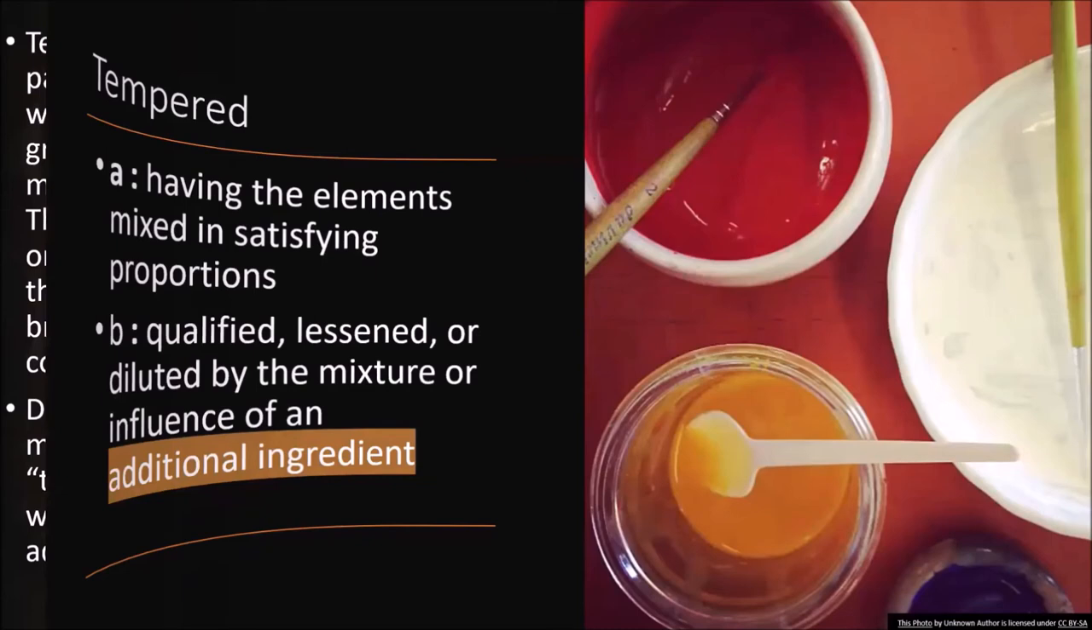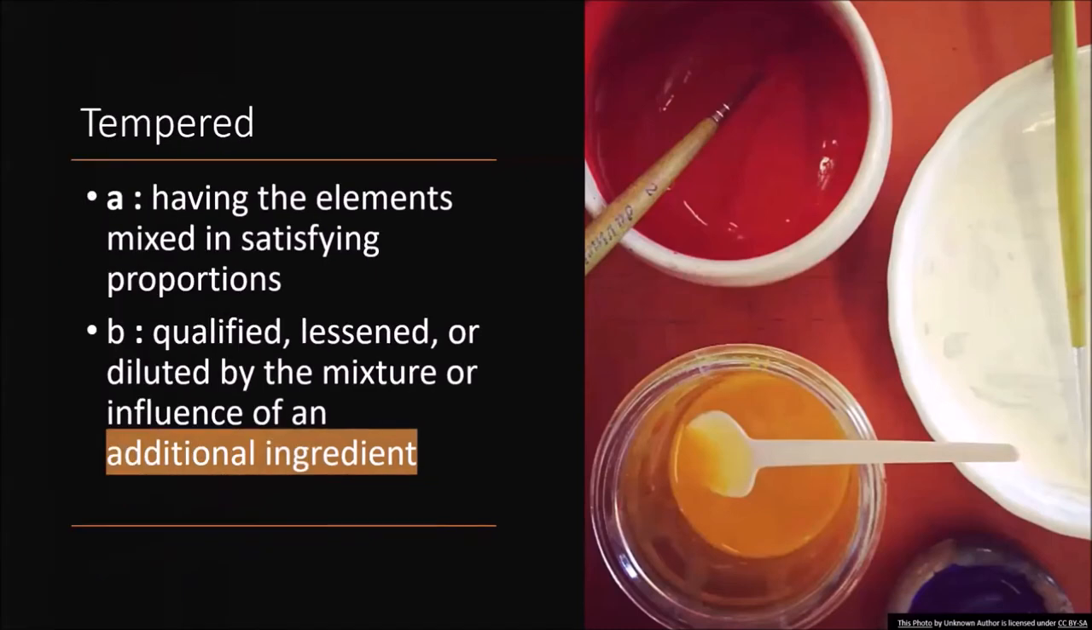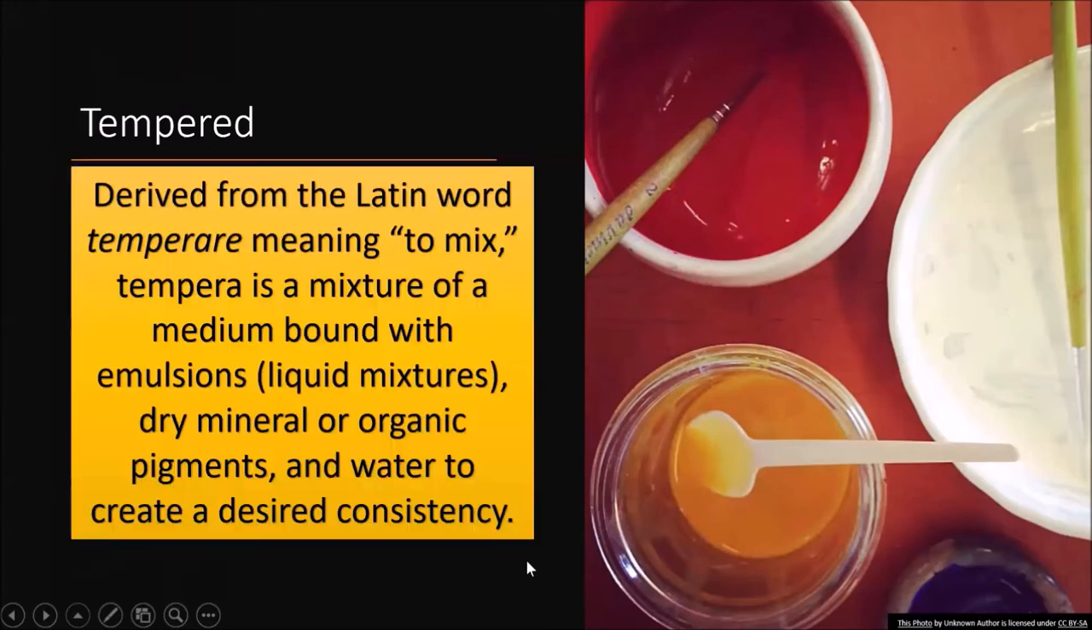So tempered, I have just taken the dictionary meaning: having elements mixed in satisfying proportions, qualified or lessened or diluted by the mixture or influence of an additional ingredient. So they are not just pigments, they have an additional ingredient to enhance the properties. So we have egg, pigment, water. It is derived from the Latin word temperare, meaning to mix.